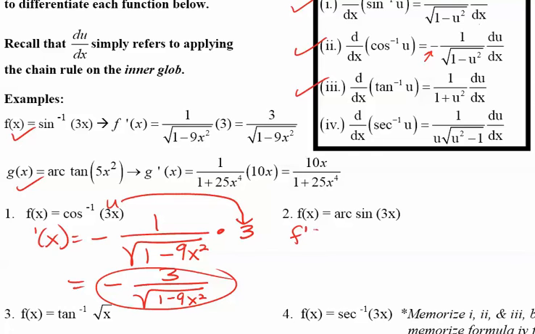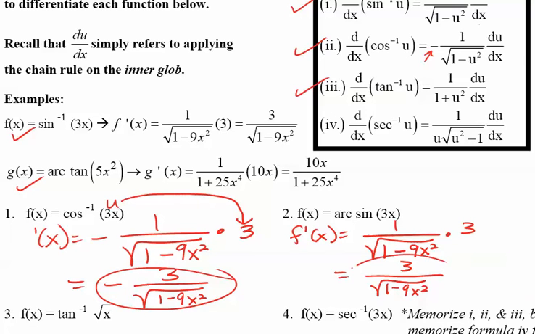So for arc sine of 3x, the only difference is that it's positive. So we have 1 minus our u glob squared, and then our chain rule. So again, once you've practiced these, the chain rule, you can save yourself a step if you already think one step ahead and know that that 3 will be in the numerator.